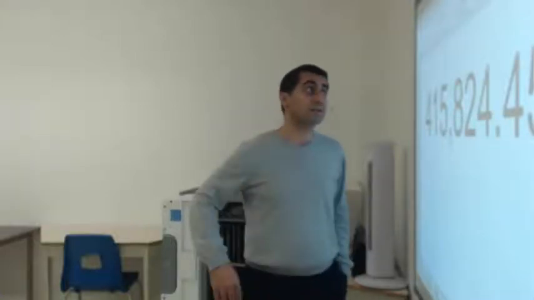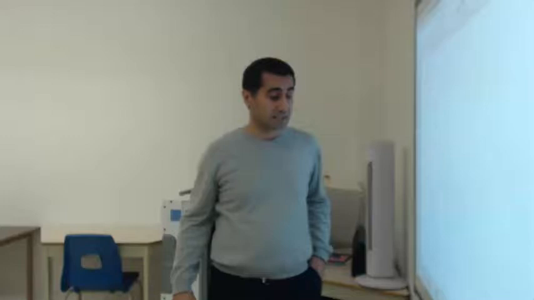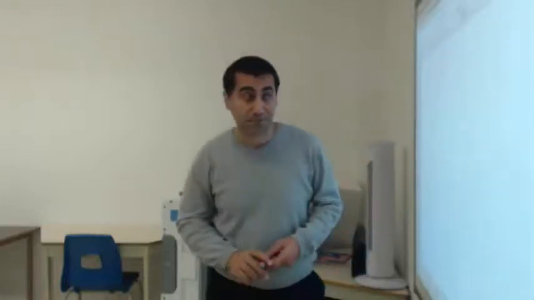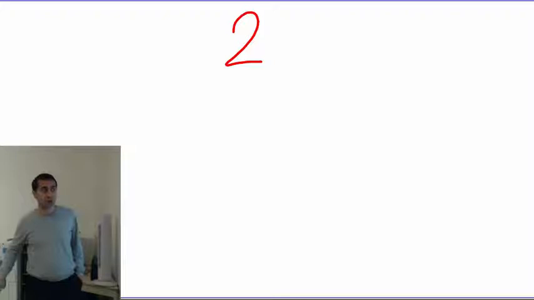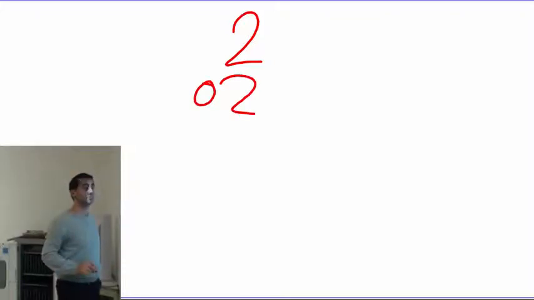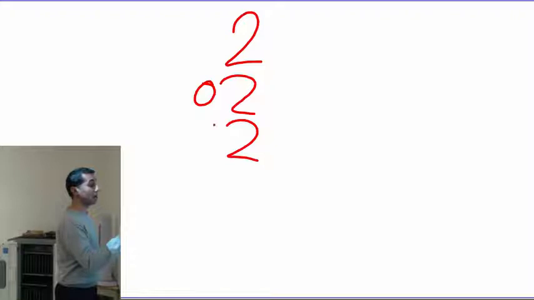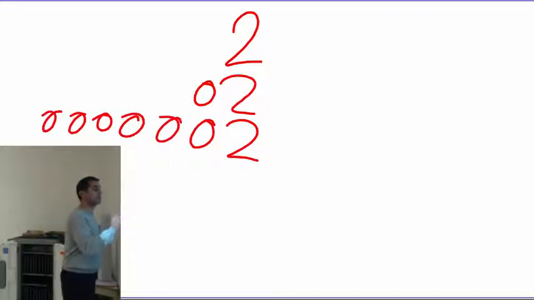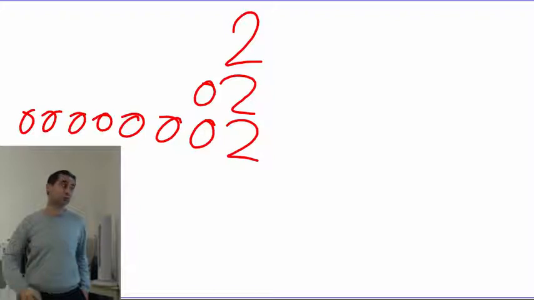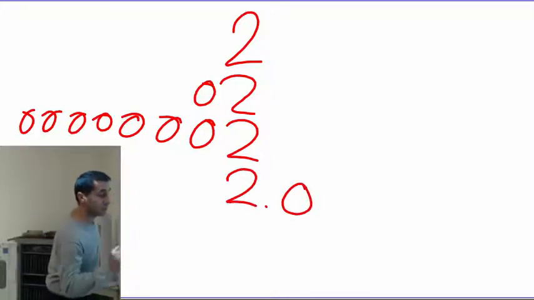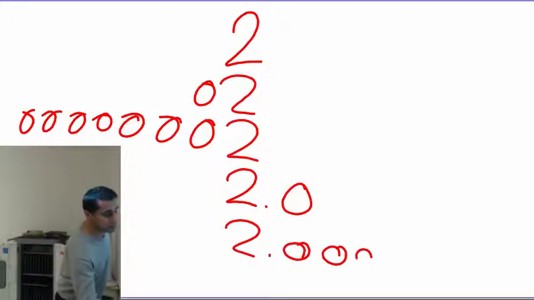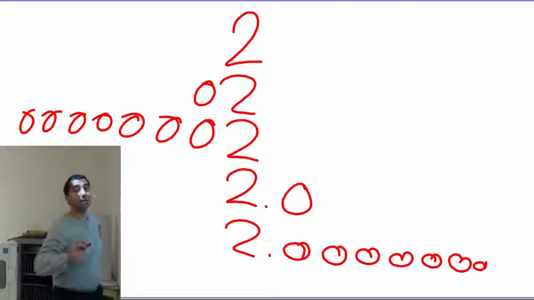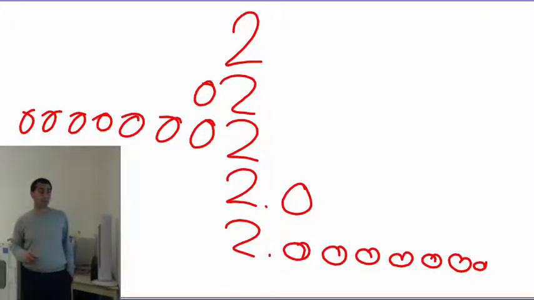Before we talk about rounding up a number, let's talk about the zeros. Some of you heard me saying this, but this is just a review. What's this number? 2. What's this number? 2. How about this number? Also 2. How about this number? That's also 2. How about this number? That's also 2. All these numbers are 2.